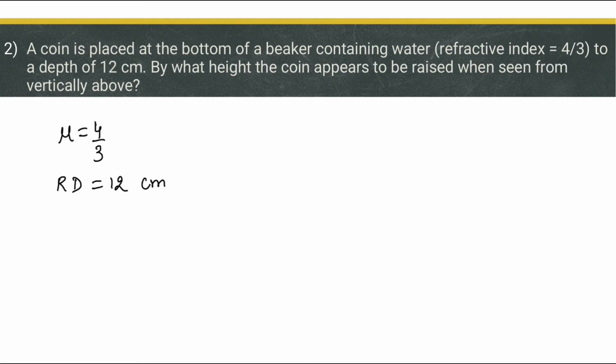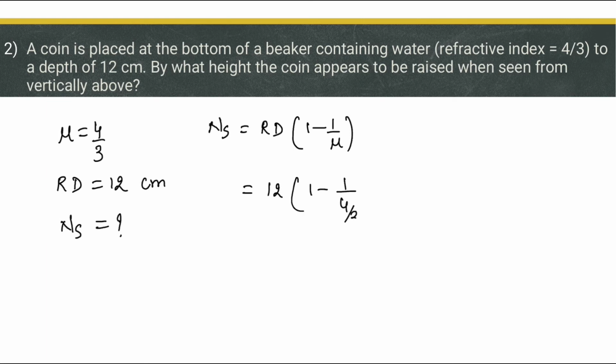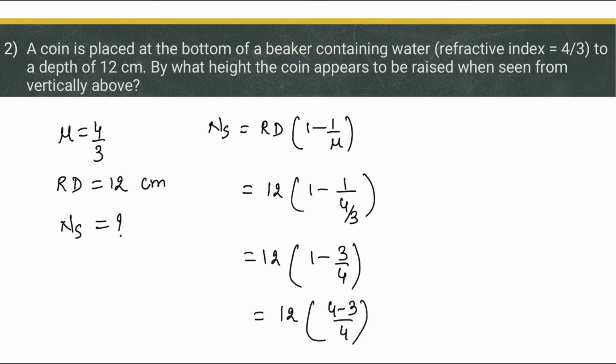Appears to be raised. Okay, that is a normal shift. So normal shift we want to find out here. Normal shift is equal to real depth times 1 minus 1 upon mu. Real depth is 12. 1 minus 1 upon 4 by 3. So this is 12 times 1 minus 3 by 4. 12 into 4 minus 3 upon 4. So normal shift is equal to 12 upon 4, and that is 3 centimeter. So the coin appears to be raised by 3 centimeter.